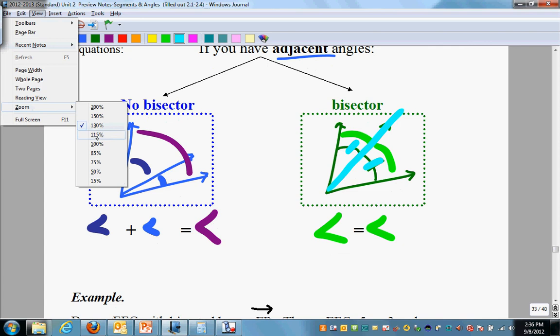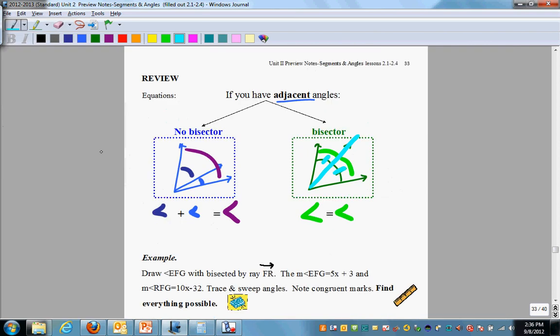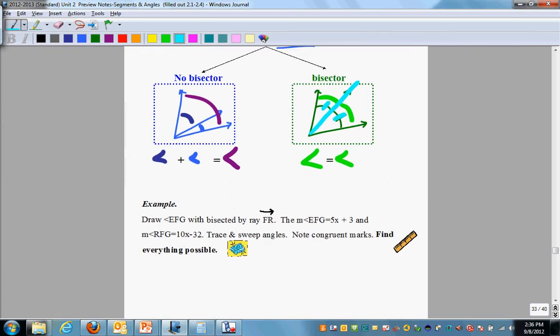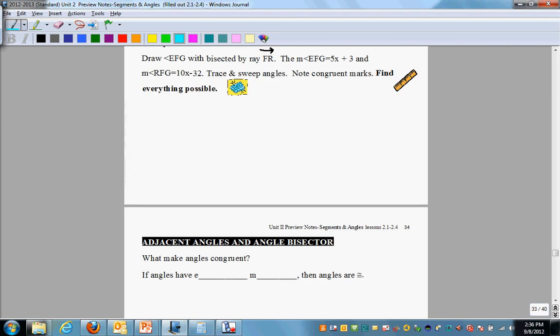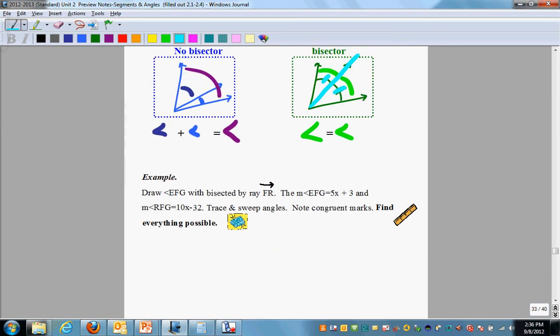How does this play into word problems? Let's do one together. Read this out loud with me. Draw angle EFG with a bisecting ray FR. Measure of EFG is 5x plus 3 and RFG is 10x minus 32. Trace and sweep the angles, no congruent marks, find everything possible.